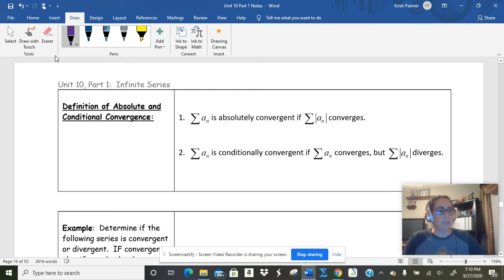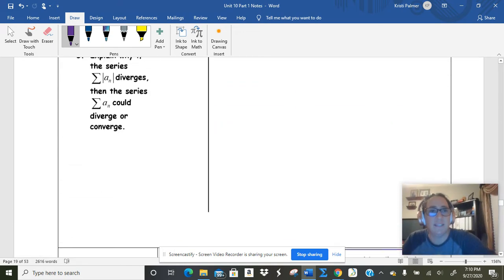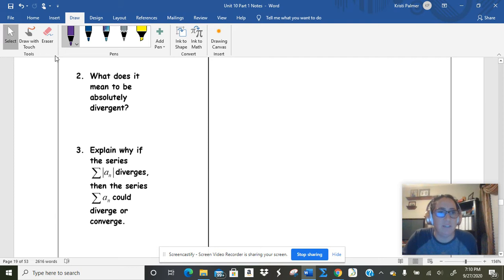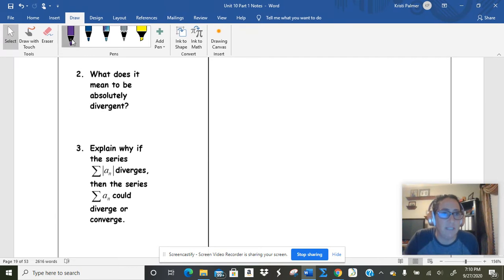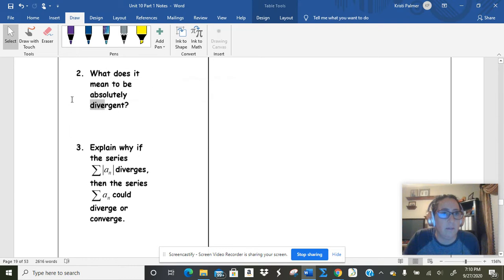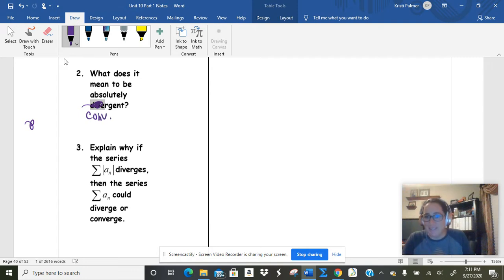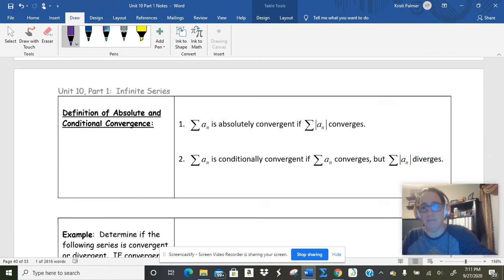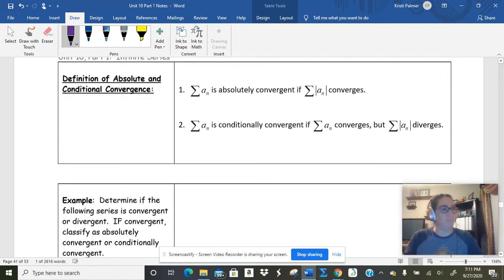Okay, so let's go see. So definition here. Oh, I just saw a typo. That should say convergent. I'm going to have to fix that for you guys. There is no absolutely divergent. I just saw that. I will get it fixed before I print for you.